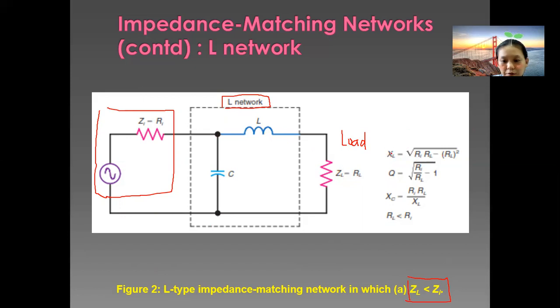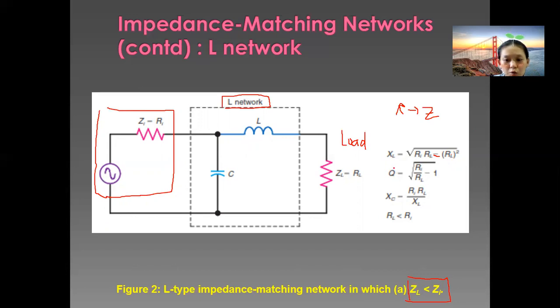We use the formula XL equals the square root of Rin times RL minus RL squared. R here indicates the Z. Because the impedance of the load is smaller, that's why we subtract RL, or ZL, the impedance of the load.